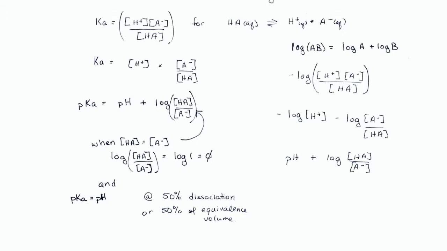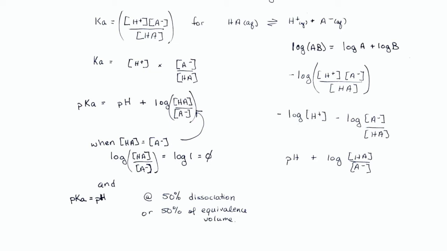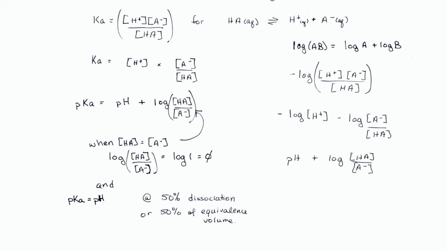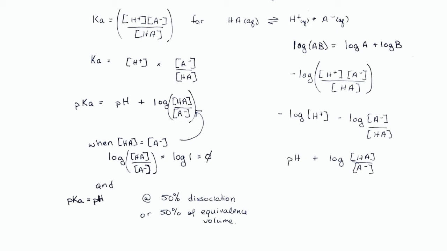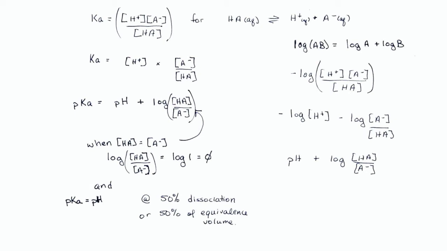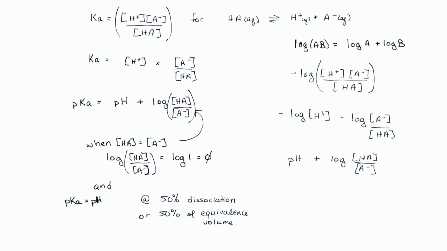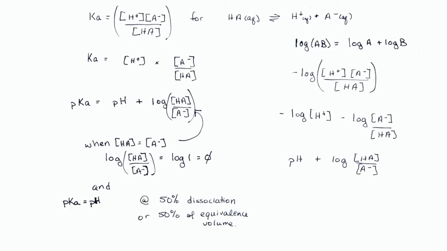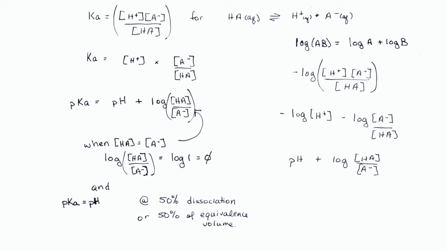The relationship between the graph and the Ka value is shown here. We know that the equilibrium constant is the products, H+ and the conjugate base A-, over the reactants, HA. For the reaction HA, this is our acid in equilibrium with those products. We can break this up into Ka being equal to [H+] times [A-] over [HA]. If we take the negative log of each side, we will have the pKa on the left-hand side and the pH, and the log of [HA] over [A-].